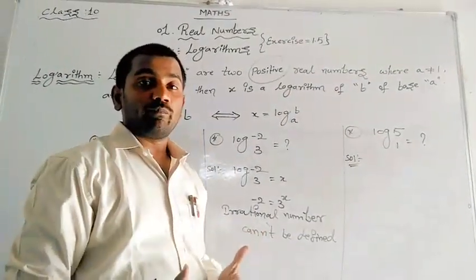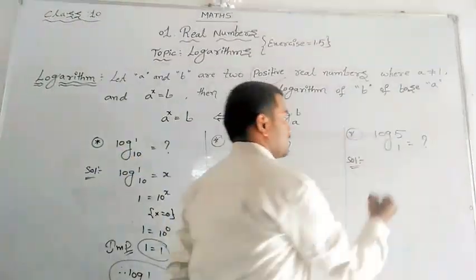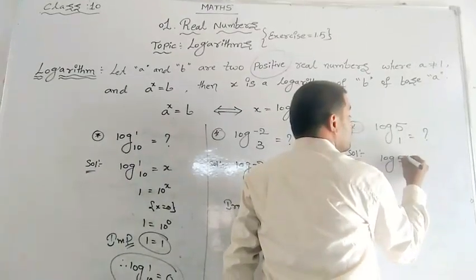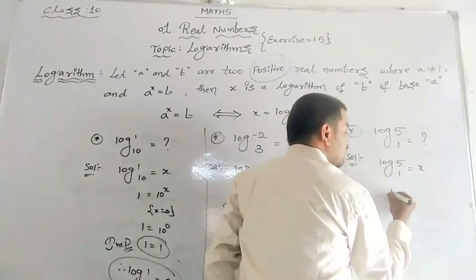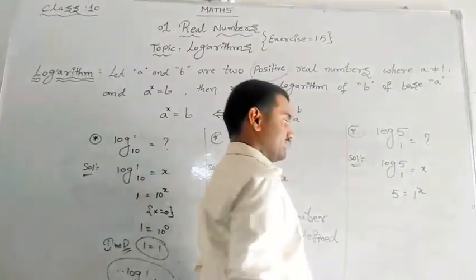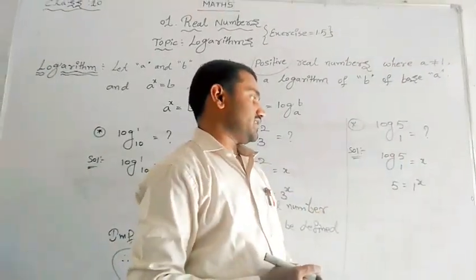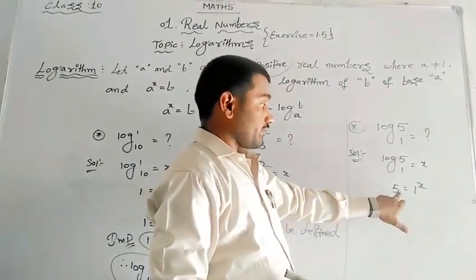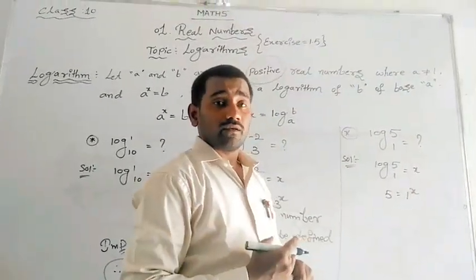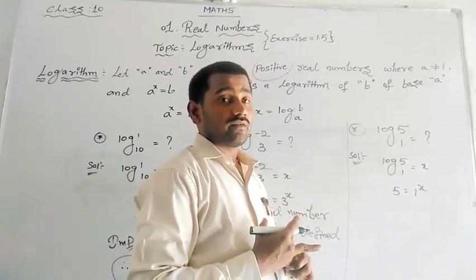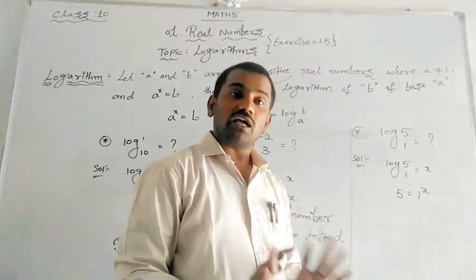Log pi to the base 1. The log of 1 is 0, but if the base is 1, what happens? Let's write log pi to the base 1 equals x. Then pi equals 1 to the power of x. Can we write this? Can pi be expressed as 1? No. Can 1 be expressed as pi? No, that is also not possible.